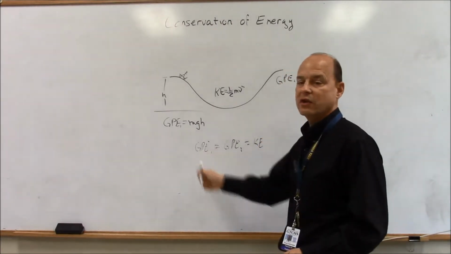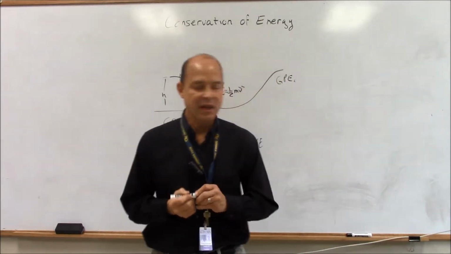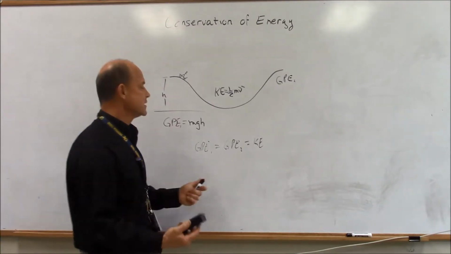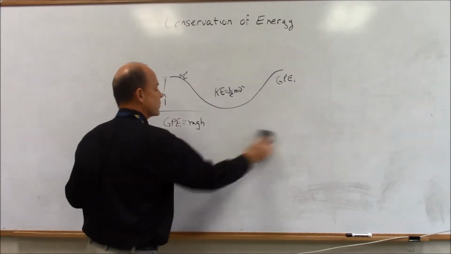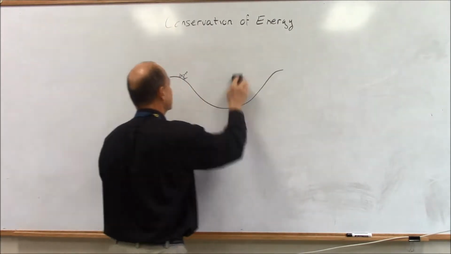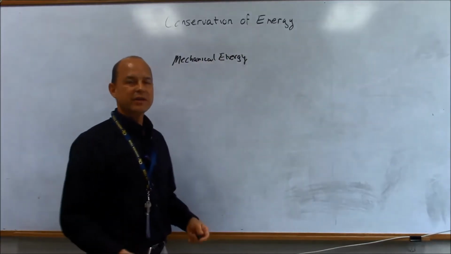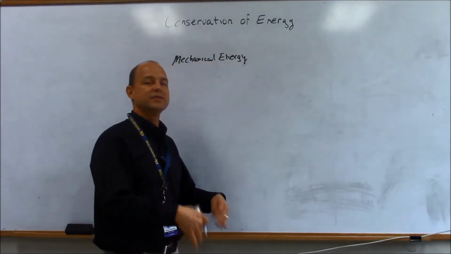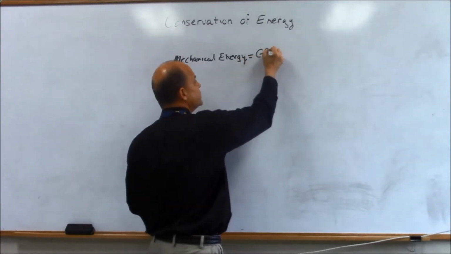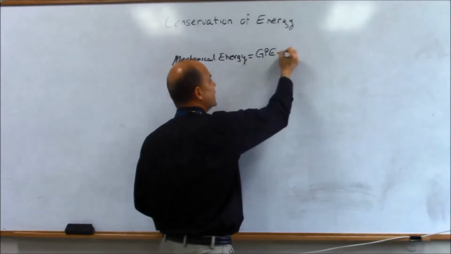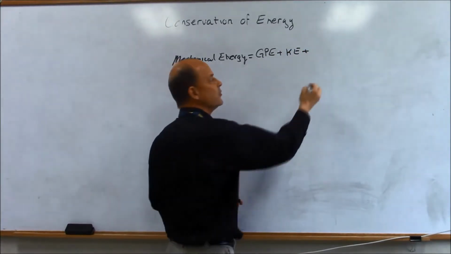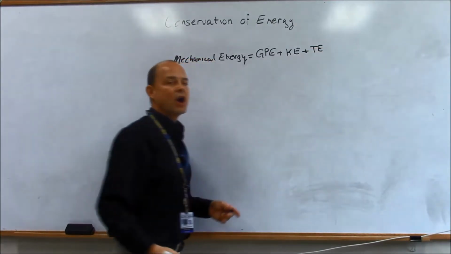So it's always conserved. But, you know, life is not perfect. Life is not always fair. We're going to lose some energy in this system because there is friction. So I want to introduce the concept now of mechanical energy. Mechanical energy isn't really a new type of energy. It is just the sum of all the energies in our mechanical system, which is the gravitational potential energy and the kinetic energy and the friction, which I'm going to write as TE, for thermal energy, because friction causes heat.